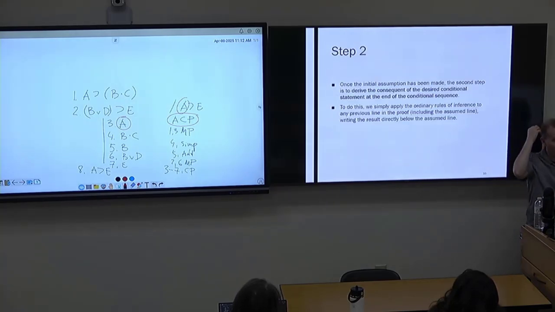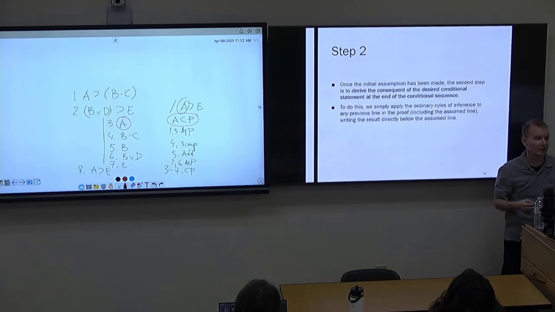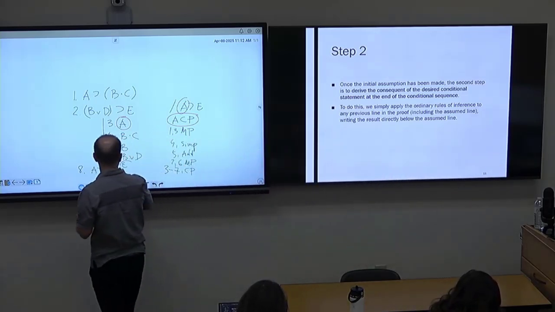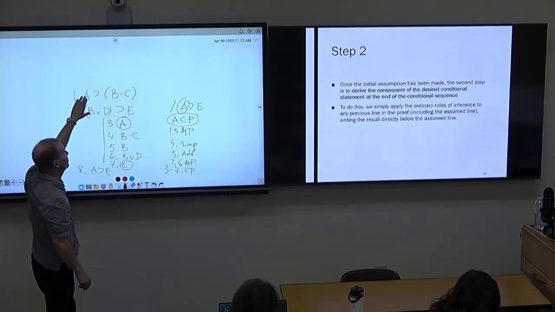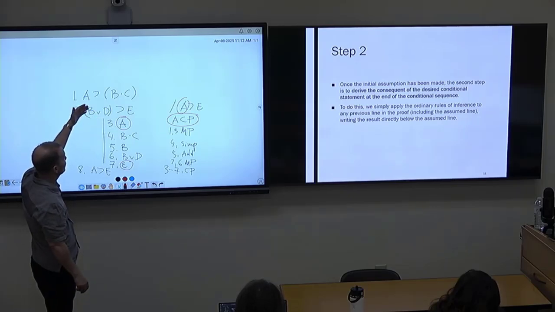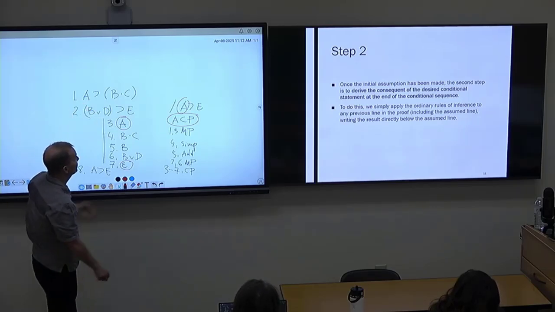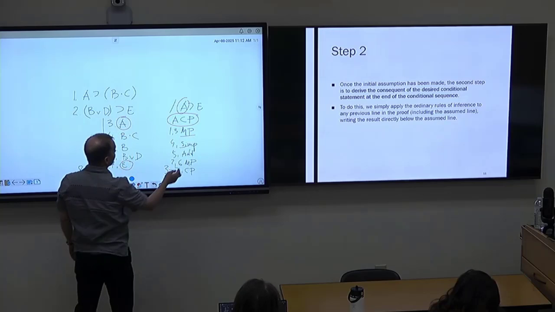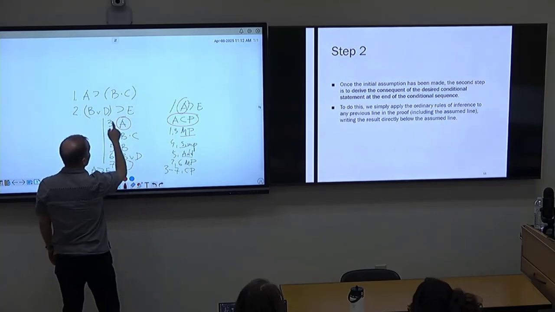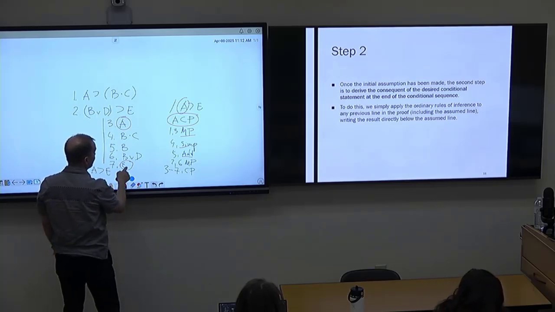Second step, once the initial assumption has been made, is to derive the consequent of the desired conditional statement at the end of the sequence. So in this case, you are heading towards E, right? And you're working with your premises here. That's what you are using to get there. So you're trying to figure out what's the best way. In this case, the best way was to do first modus ponens, then simplify, then add, and then you get another antecedent here, which leads you to E.